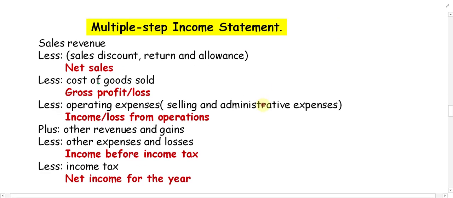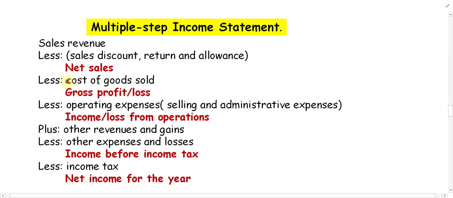Now let us see the second one, the multi-step income statement. In this one, basically we distinguish between operating and non-operating expenses as well as revenue. So what is the format? This is the format. Sales revenue means the amount which we receive from the sales. Then from that one, of course, we minus sales discount, sales return, and allowance. Then you get the net sales. Then from net sales, you have to minus cost of goods sold. What is cost of goods sold? I will explain in the next video.